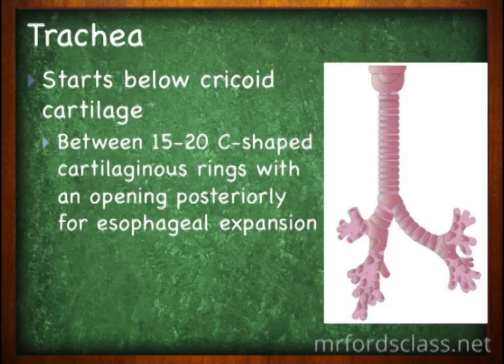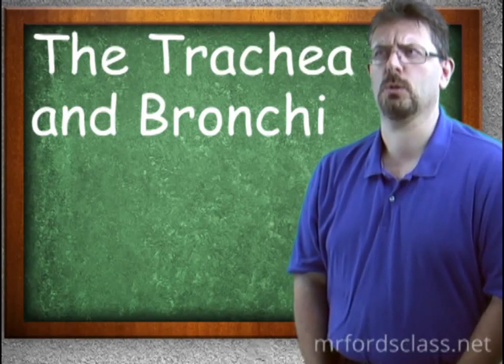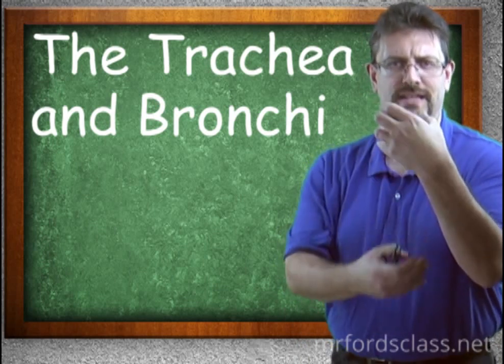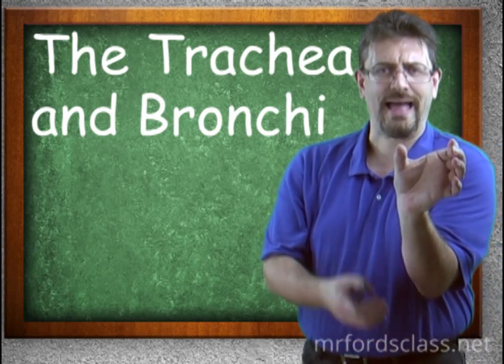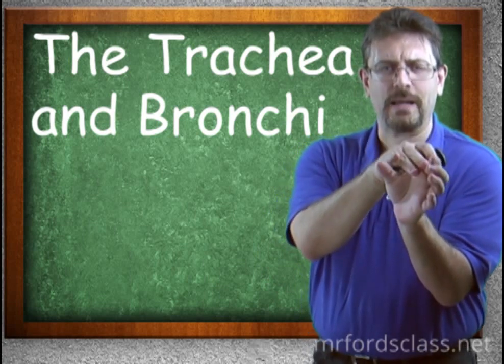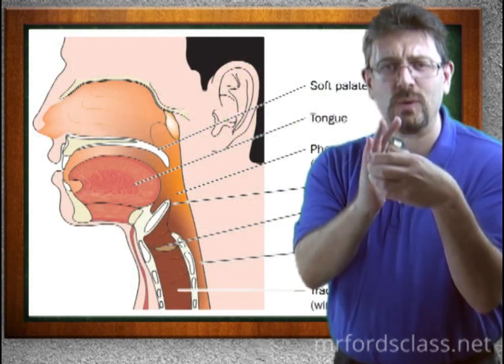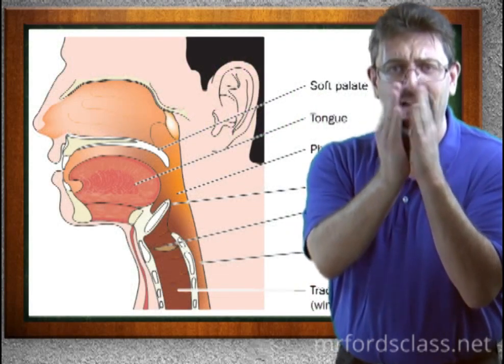It's going to begin below the cricoid cartilage, like we discussed in the previous video. It has between 15 to 20 C-shaped cartilaginous rings with an opening posteriorly for esophageal expansion. What you mean by this is in the front you have this cartilage that's C-shaped, so it has this gap here in the back. Laying right next to the trachea is the esophagus. They're laying right next to each other. They are bosom buddies. They are in contact.